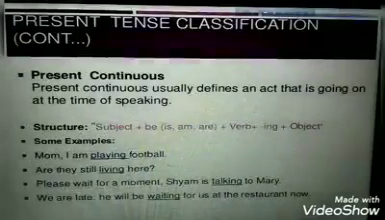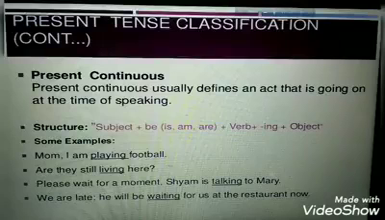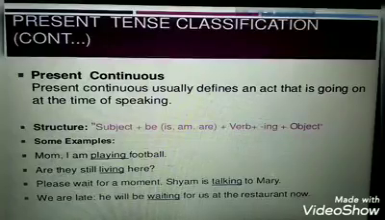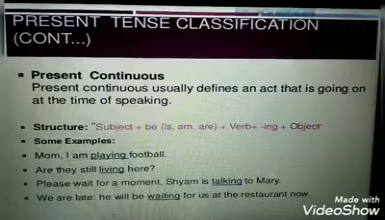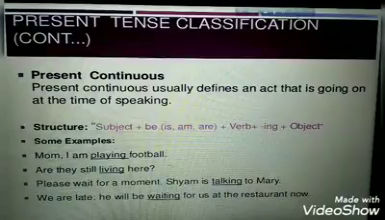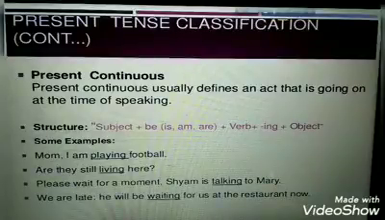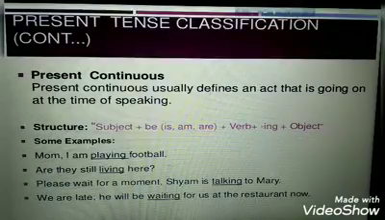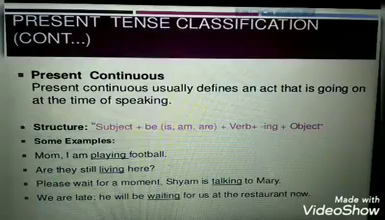Okay? So the next one, present continuous tense. So always try to remember the key point. Here the key point is continuous. That means present continuous usually defines an act that is going on at the time of speaking. That means the process is going on. It emphasizes the continuous nature of an action. Is it clear, my dear students? That means present continuous tense refers to or emphasizes the continuous nature of an action.